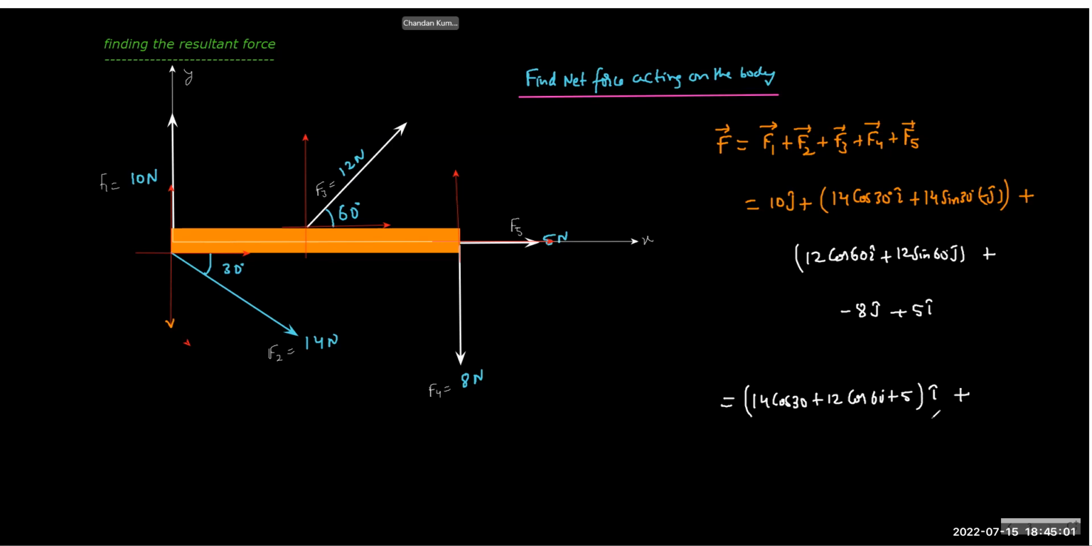Plus, let's separate the j values. 10 minus 14 sin 30 plus 12 sin 60 minus 8 j cap. See, I got the net F value. So quickly, if you can add and tell me the values, you can use a calculator for adding them. Yeah, because cos 30 is root 3 by 2, so you need some fractions. So can you just tell me the answer after adding everything?